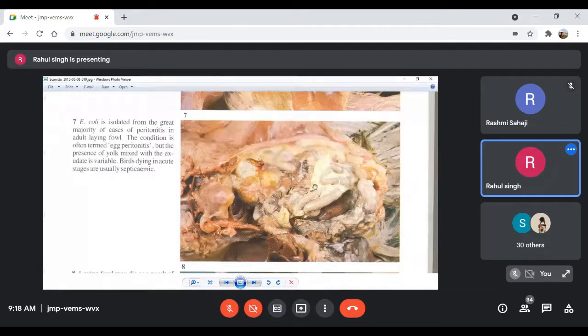Okay, dirty whitish deposits. Here also you can find some dirty whitish deposits over the heart. Not very prominent like the first picture, but yes, definitely they are present. And this is the indicator of egg peritonitis. One of the ova broke, led to inflammation of the peritoneum, and resulted in this condition, egg peritonitis. All right.